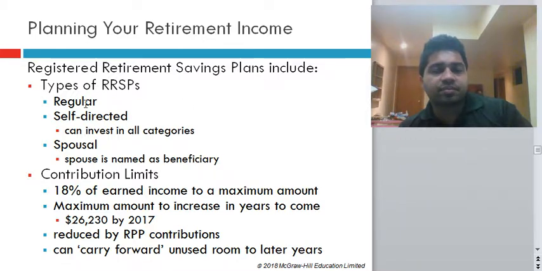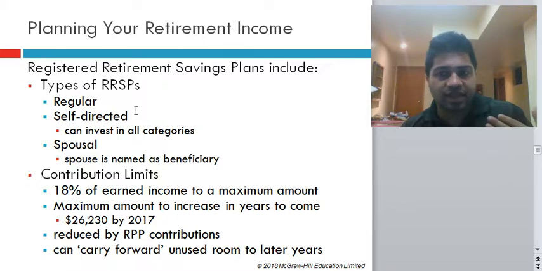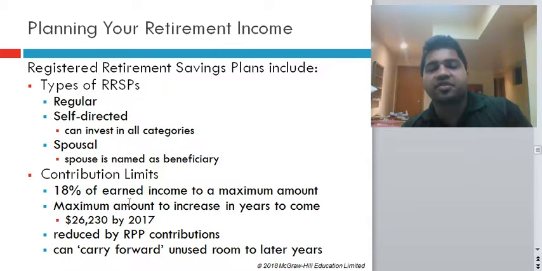Registered retirement plans come in different types. Regular RRSPs are generally opened with banks, and they invest only in banking products. Self-directed ones are generally opened with an investment broker or a mutual fund company, so you can invest in all different categories. You can also open a spousal RRSP in which you contribute on behalf of your spouse. So the spouse is named as beneficiary.